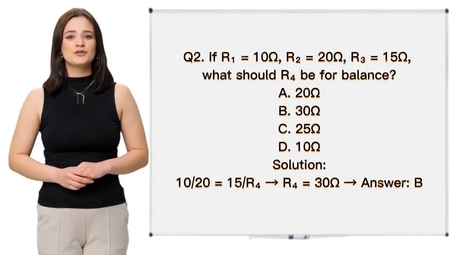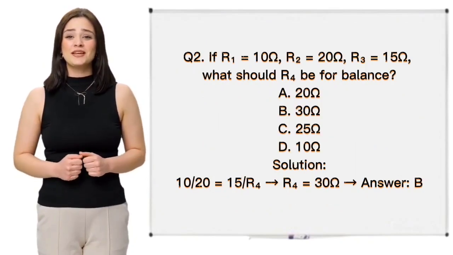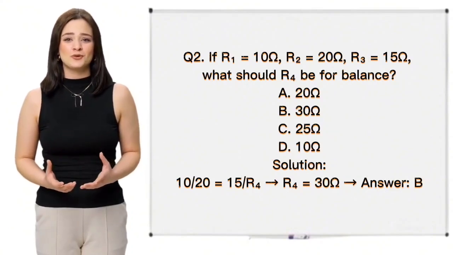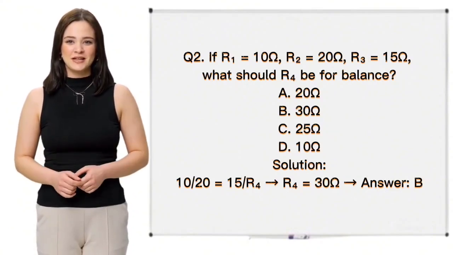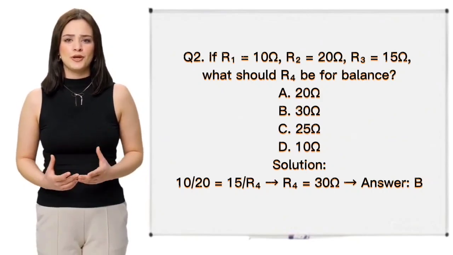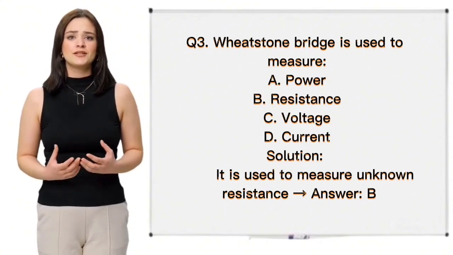Answer B. Q2. If R1 is 10 ohm, R2 is 20 ohm, R3 is 15 ohm, what should R4 be for balance? A. 20 ohm, B. 30 ohm, C. 25 ohm, D. 10 ohm. Solution: 10/20 = 15/R4, so R4 is 30 ohm. Answer B. Q3. Wheatstone bridge is used to measure A.